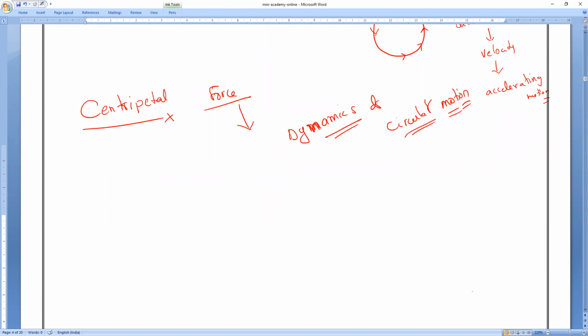Shall we start, everyone? Yes. So, centripetal force. This is very important. All of you remember, this is for NEET, JEE, and the board exam, everything. So let us discuss what centripetal force is. Dynamics means regarding the forces. We all know about circular motion at every point.